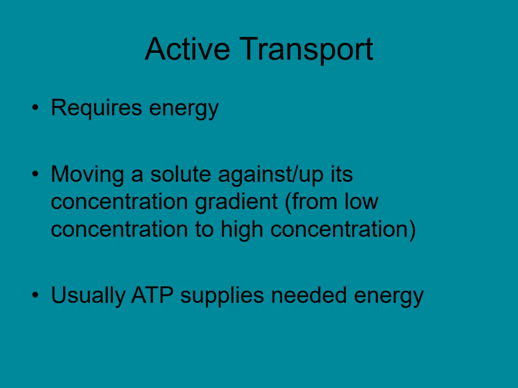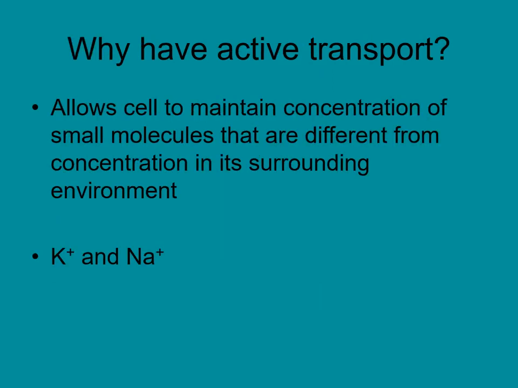Active transport. This is where you're going to be flowing against your concentration gradient. And so therefore that requires the input of energy. What kind of energy? It's going to be ATP. Why would you want to move something against its concentration gradient, if that's not the way it naturally wants to flow and it's going to cost you energy, why would you do that?